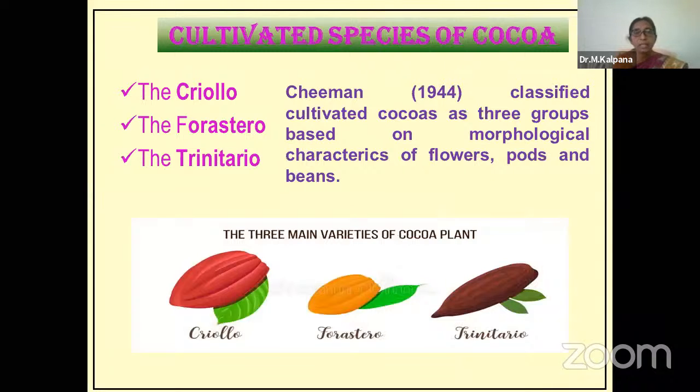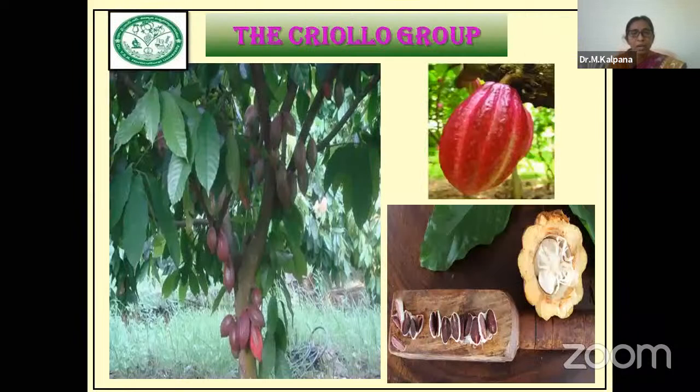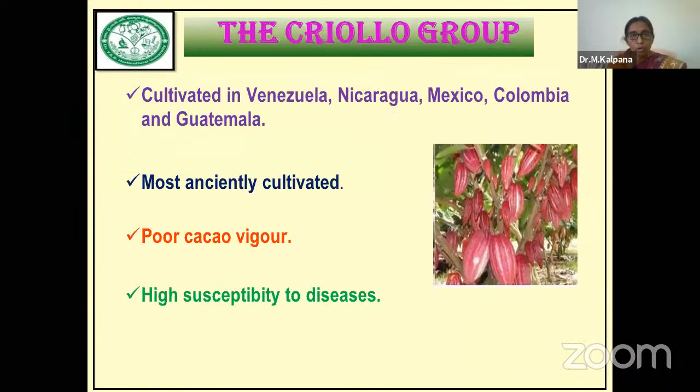This cultivated species was classified by Cheesman in the year 1944 based on the morphological characters of the flowers, pods and beans. He classified it into Criollo, Forastero and Trinitario. This is the Criollo group of cocoa. It is widely cultivated in the Venezuela, Mexico, Colombia and Guatemala region. It is the most ancient cultivated species. But it is very poor in vigor and highly susceptible to pests and diseases. But it has a very pleasant flavor.